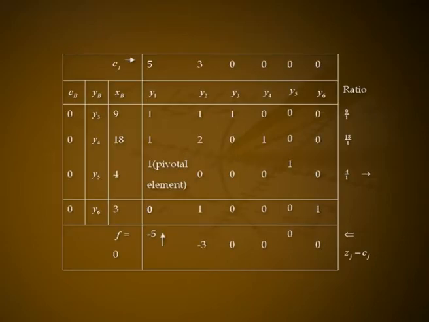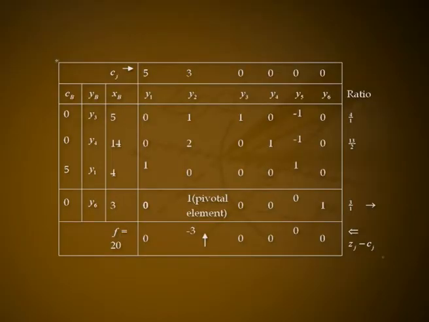The first iteration table is: from the above table we observe that z1 minus c1 equal to minus 5 is most negative and the minimum ratio is 4. Hence, the vector y1 enters the basis and y5 leaves. The new table after the row transformation is: here z2 minus c2 equal to minus 3 is most negative and the minimum ratio is 3. Hence, the vector y2 enters the basis and y6 leaves.